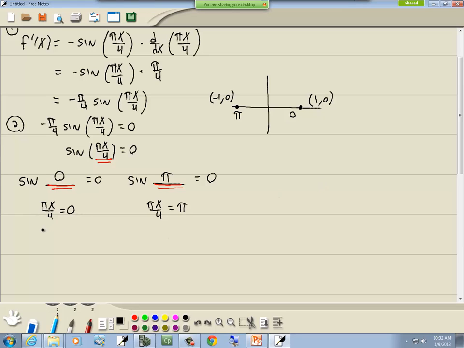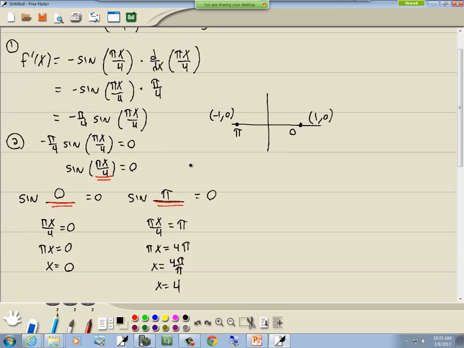Here I multiply both sides by 4, and I get pi x is equal to 0. Divide both sides by pi, and 0 divided by pi is 0. So we get x equals 0. Over here, I multiply both sides by 4, and I get pi x is equal to 4 pi. Then divide both sides by pi, and I get 4 pi over pi. The pi's cancel, and I get x equals 4. Now we're looking from 0 to 8. So we've got 0, we've got 4. I need to do one more, maybe two more. But let's see.